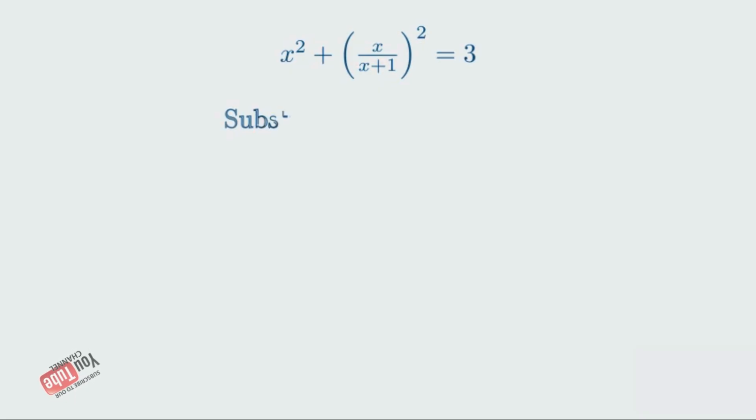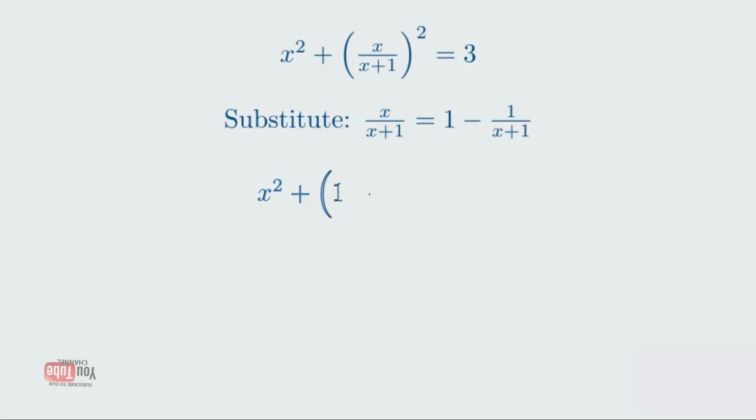Now let's bring back the full equation. We have x squared plus our term squared equals 3. That's x squared plus the square of the quantity x over x plus 1 equals 3. And remember the substitution we just found. x over x plus 1 is equal to 1 minus 1 over x plus 1. Substituting this into our equation gives us x squared plus the square of the quantity 1 minus 1 over x plus 1 equals 3. This looks more complicated, but it's leading us somewhere.